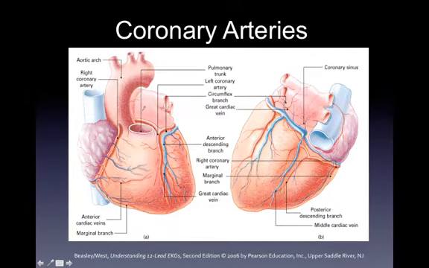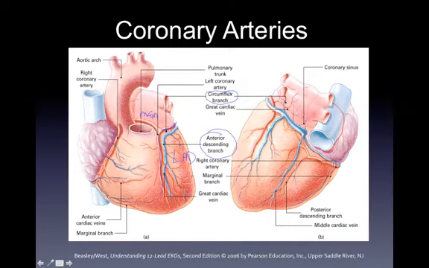Other things. This one right here, this is the left main. This vessel here is the anterior descending branch, so it's considered the left anterior descending artery. And this artery right here is considered the circumflex.